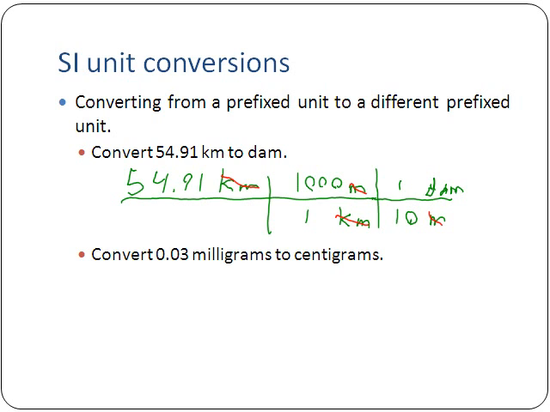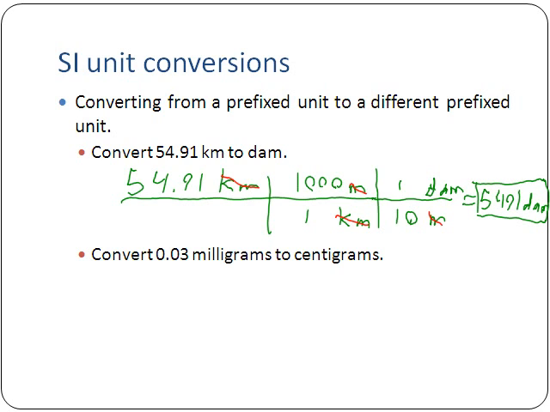So the math says, if you remember, we multiply across the top, so we say 54.91 times 1,000, because that's on top, and then times 1, because that's on top, divided by the things on the bottom, divided by 1, and then divided by 10. So doing that, we end up with a final answer of 5491 decameters. Almost off the screen. So this is what we end up with for our final answer here. Okay?